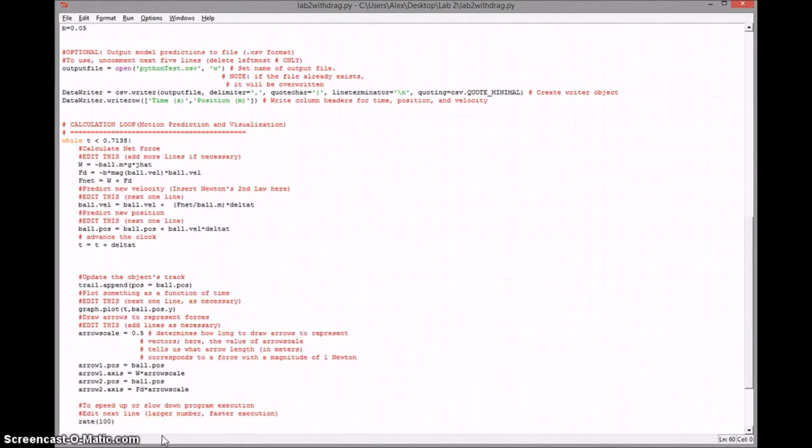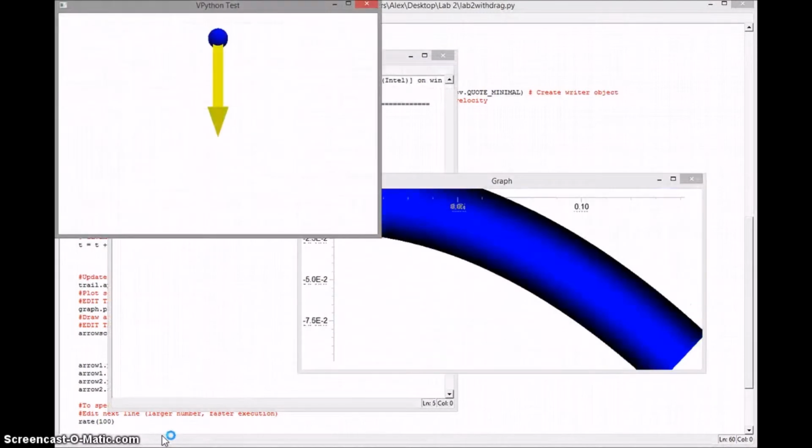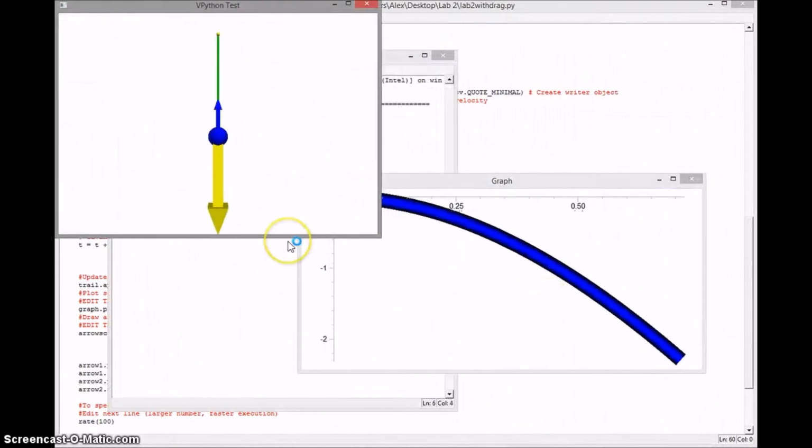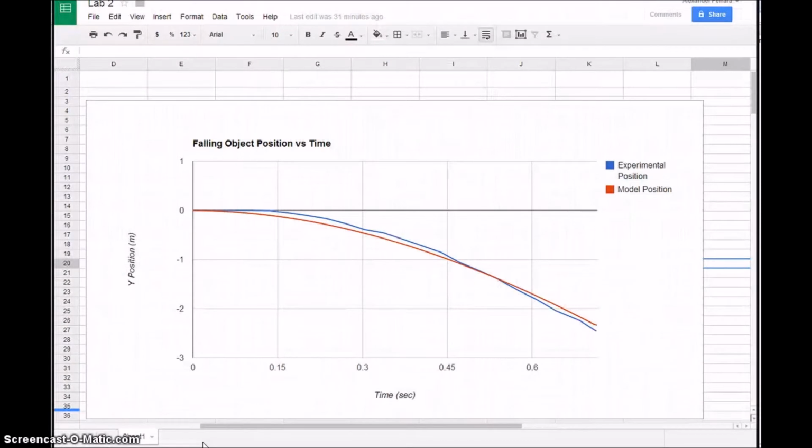So when this simulation is run, you will see a sample graph is produced as well as a simulation of the ball with the different forces acting on it, the length of the arrows indicating the magnitude of the forces. When placed in a spreadsheet program, the data from the Python model can then be plotted alongside the experimentally obtained data, and you can see that the model very closely represented the actual motion of the object.